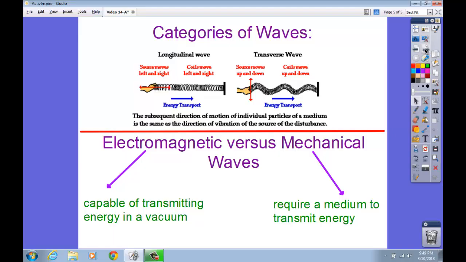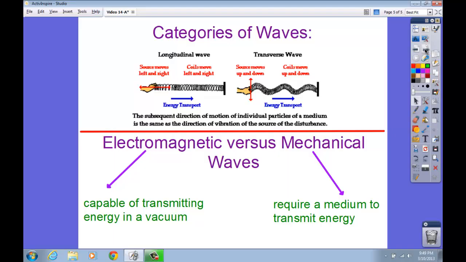A transverse wave, such as electromagnetic waves, including light, which we'll study in a later chapter also, and a vibrating string, also transport energy to the right. However, the particles will move perpendicular to the energy transport. So the source is moving up and down. If you took the same slinky and attached it to a wall and moved your hand up and down, you could see that the particles are moving up and down, which is perpendicular to the direction of energy transport.